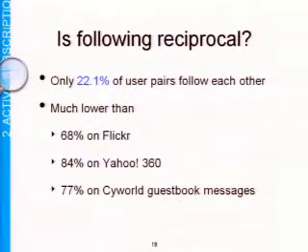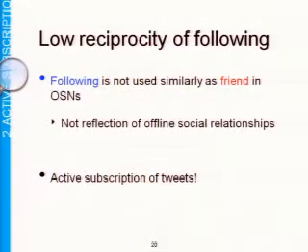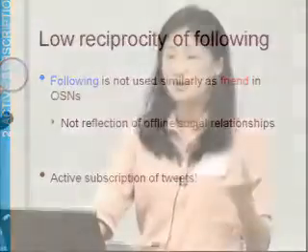So is following reciprocal? On Twitter, we see only 22% of user pairs follow each other, which is much, much lower than any reported activity interaction. On Flickr, 68%, on Yahoo 360, 84%, and 77% on Cyworld guestbook messages. Cyworld is the number one online social networking service in Korea. So all these online sites that we consider to have some sense of online social networking interaction, the ratio of reciprocation is much higher than 50%. And on Twitter, it's lower, 22%. This agrees with my understanding of how I use Twitter and how most people use Twitter. People come to Twitter not to interact with people, but mostly for information.